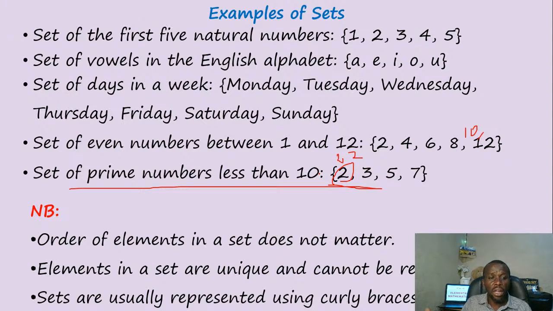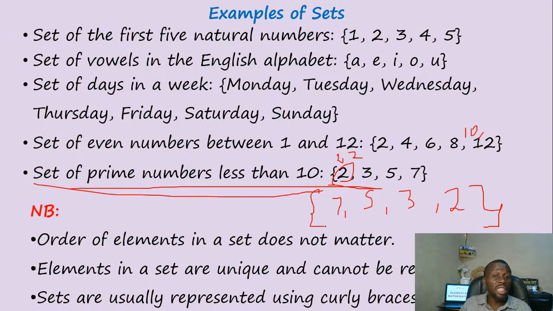For that last example, the set of prime numbers less than 10, I can start from 7, 5, 3, and 2. I've written all the elements, but they are not in ascending order. It can be anyhow. I can even write 7, 2, 3, 5. It doesn't matter, so the order of the elements does not matter. However, the elements have to be unique, and you don't repeat them. Then you use the curly bracket. These are the things you need to know in sets.